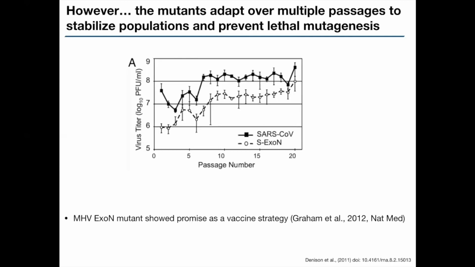In fact, in the murine beta coronavirus called MHV, an exon mutant there showed clear promise as a vaccine strategy, at least when used in mice, because it was an attenuated strain, but subsequently allowed protection from a challenge with a wild type strain.